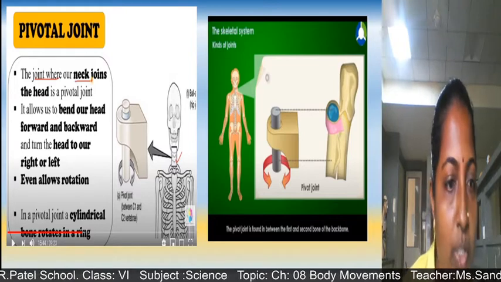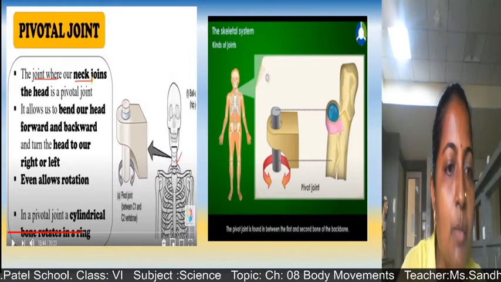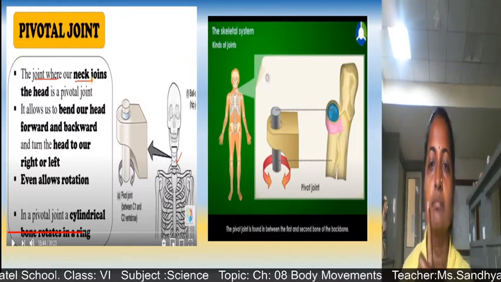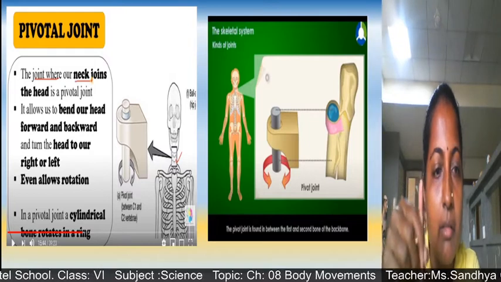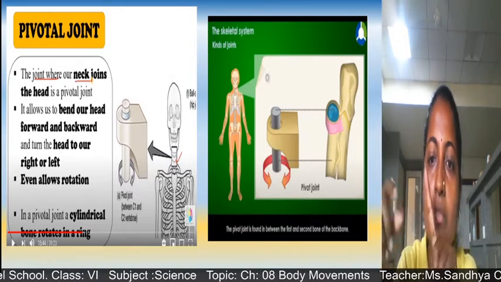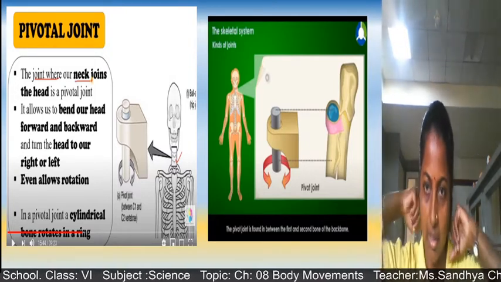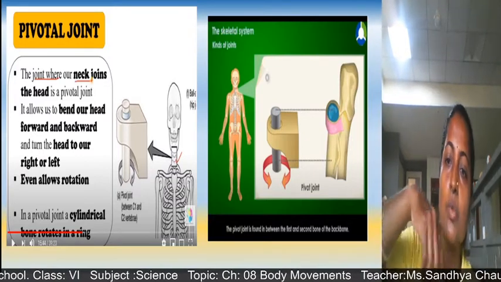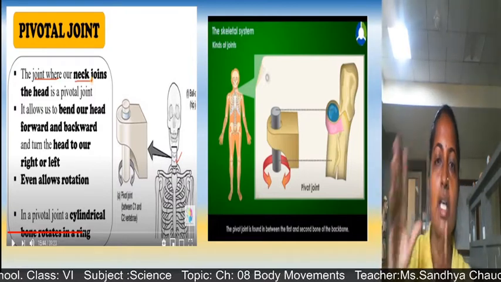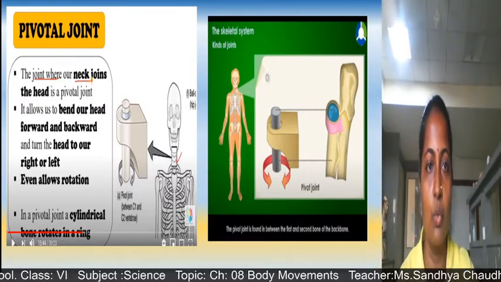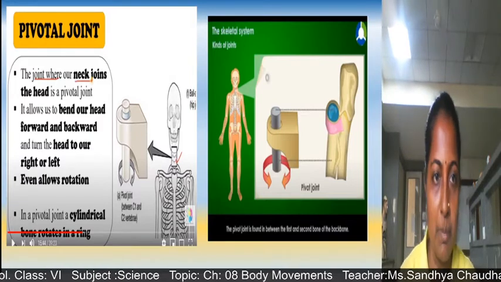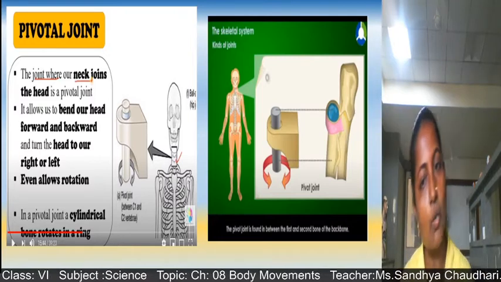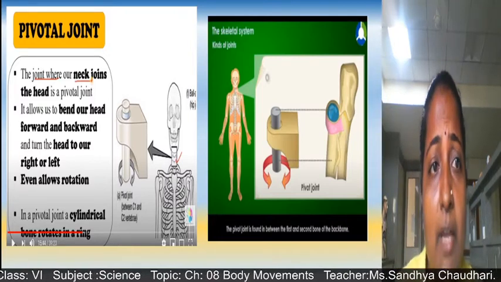We can rotate our neck. In a pivotal joint, a cylindrical bone rotates in a ring. As you can see in the picture very clearly, one cylindrical structure is there. That one bone is a cylindrical bone inside our neck region, and one ring is fitted, and that is rotating. That is a pivotal joint. In the neck region a pivotal joint is present. It allows backward, forward, and left right movement. It can rotate also. So this is a pivotal joint.